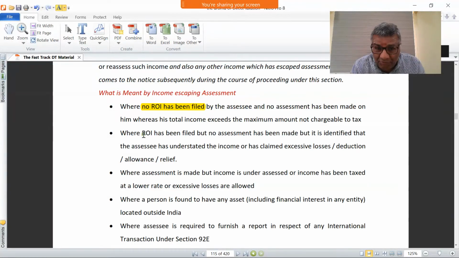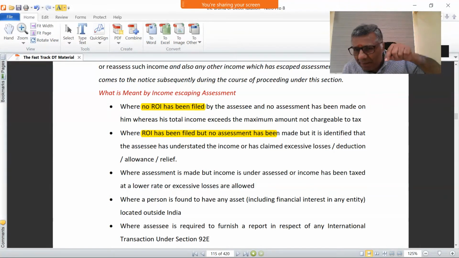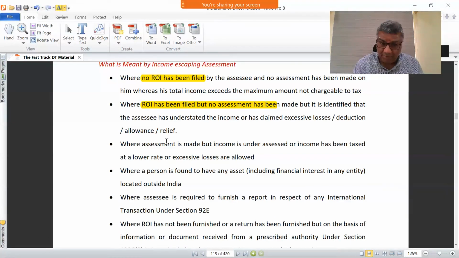I filed a return of income, but no assessment is made, but it is now identified that I have understated my income or claimed excessive losses or any other. Third case, return of income is also filed, assessment is also made, but now the assessing officer understands that I have been taxed at a lower rate or income has escaped assessment.